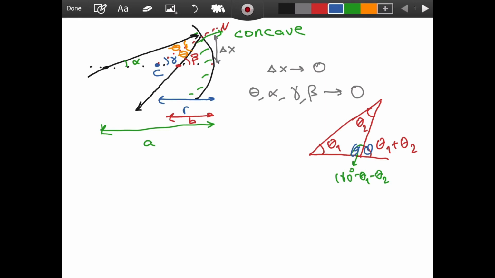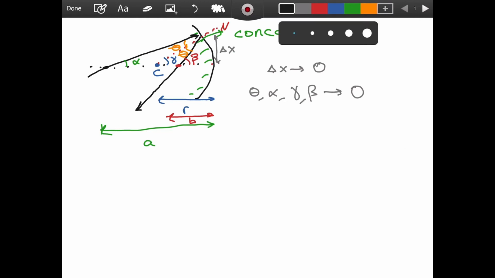So this angle has no choice but to be equal to this plus this. Okay, that was just a side note. I will actually erase this. And using this result, I will now express gamma in terms of alpha and theta.